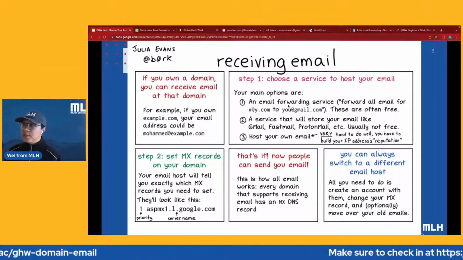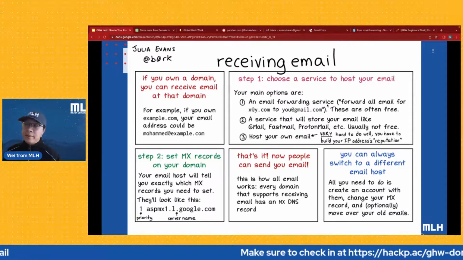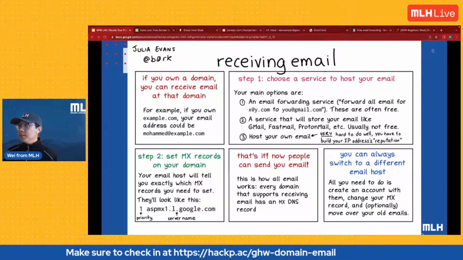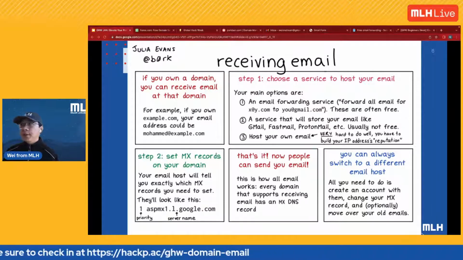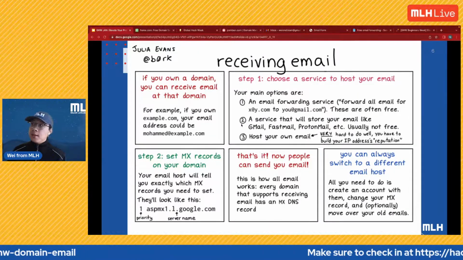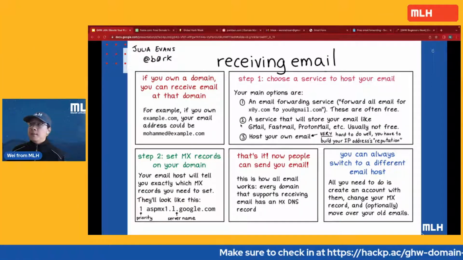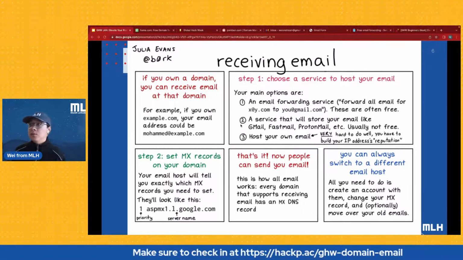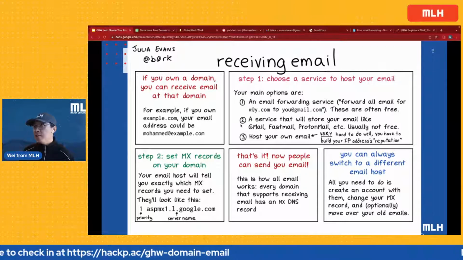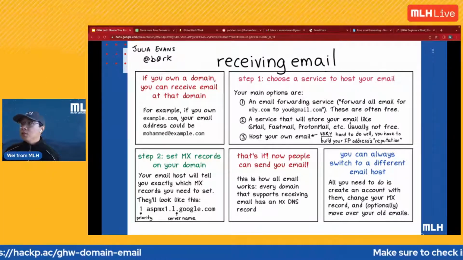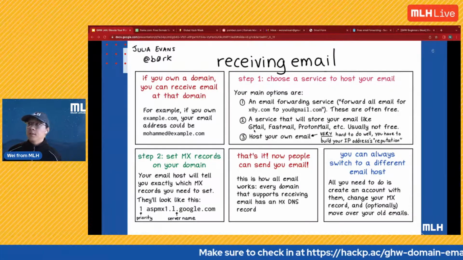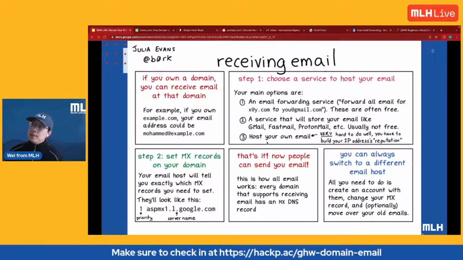The first one is to forward it to your personal Gmail, and I'll explain more in the next slide. This option is mostly free. The second option is to register for a domain email service. Sometimes companies use Google Workspace, Microsoft 365, etc. Those are usually not free, and they typically charge per seat, so per user. And number 3 is host your own email.